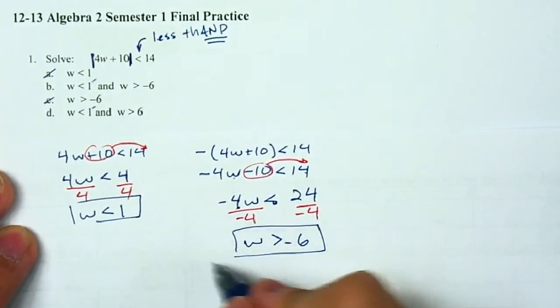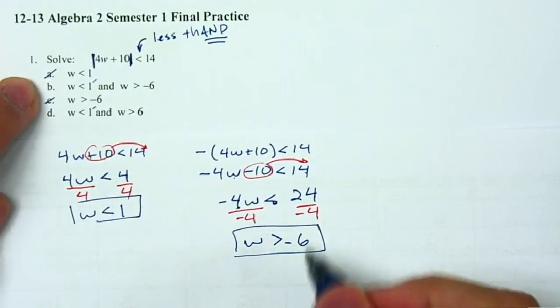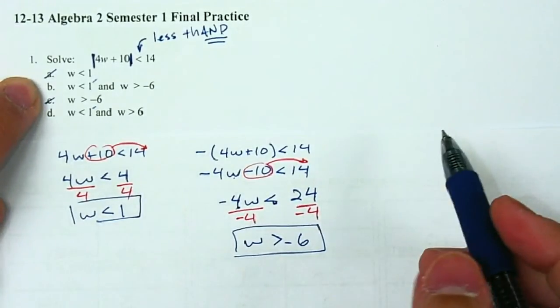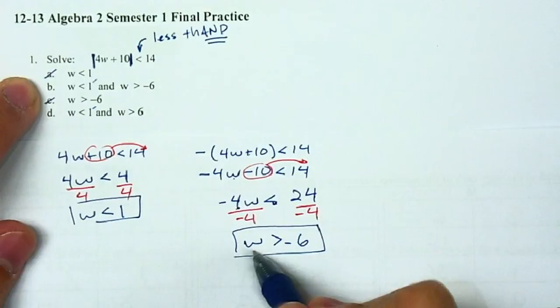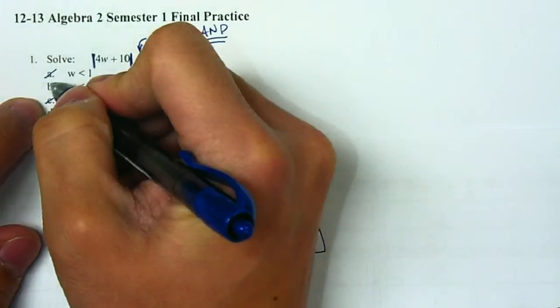Now, normally we're used to putting it in order, but here on the multiple choices, they just wrote the word "and" instead, which we know is correct. So w is greater than negative 6, and w is less than 1. That would be B.